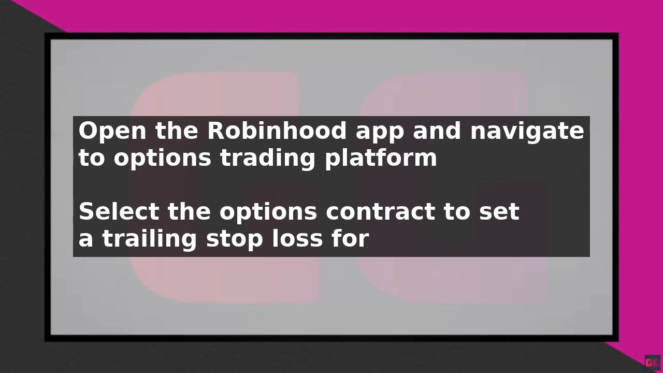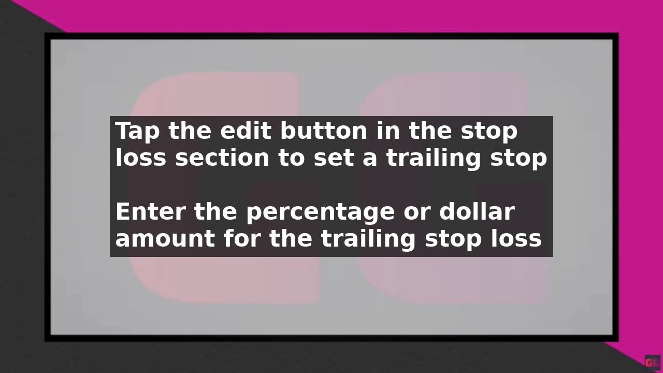You will then be prompted to enter the percentage or dollar amount you want the trailing stop loss to be based on. For example, if you want to set a trailing stop loss of 10%, enter 10 in the percentage field. This means that if the price of the underlying asset increases, the trailing stop loss will automatically adjust to 10% below the new market price.